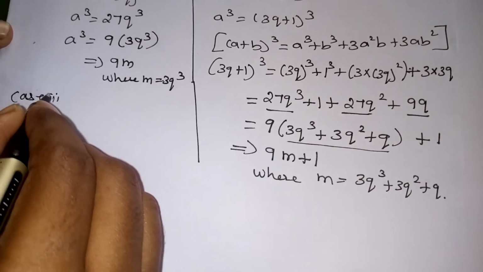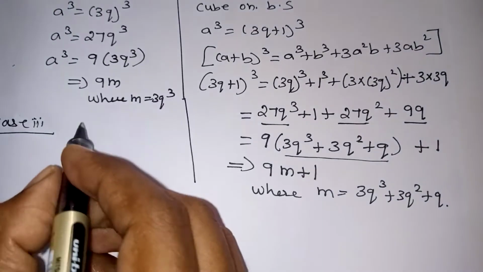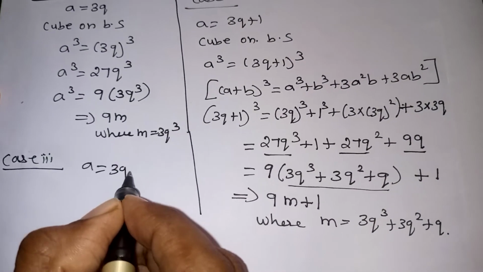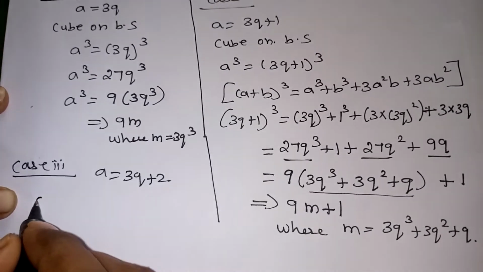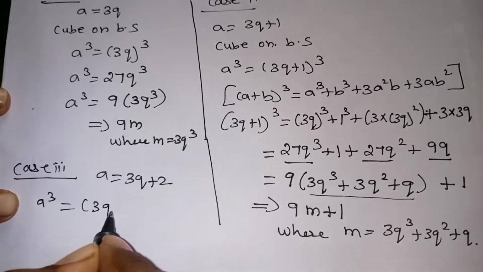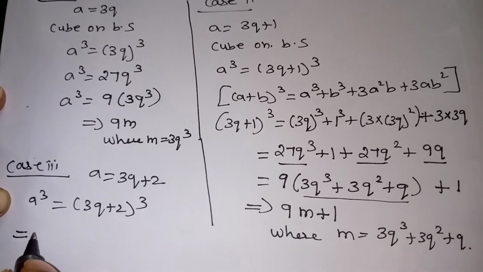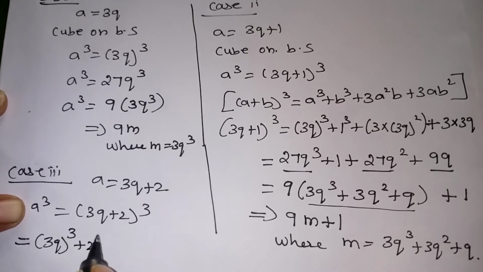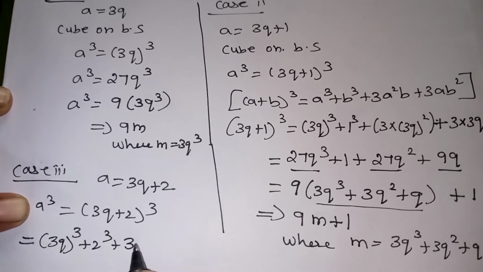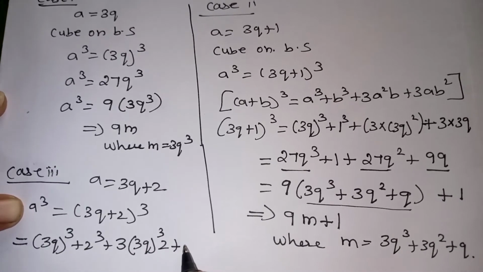So case 3, the same pattern, but instead of 1 we are going to get 2. So a is equal to 3q plus 2 is my third case. Again cubing on both sides. So a cube is equal to (3q plus 2) the whole cube. (a plus b) the whole cube, again the formula I am going to expand. A cube, so this is (3q) the whole cube, plus 2 cube, plus 3a squared b, 3 into a squared b, plus 3ab squared.